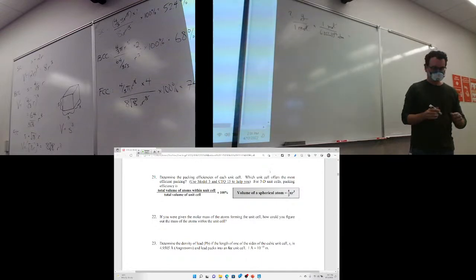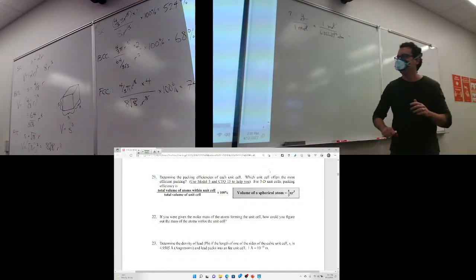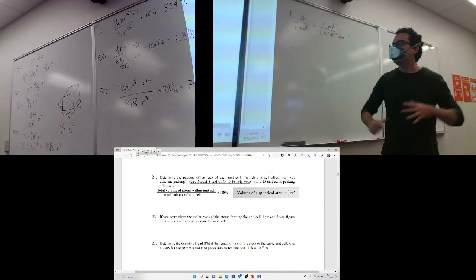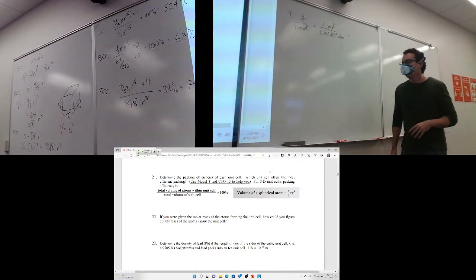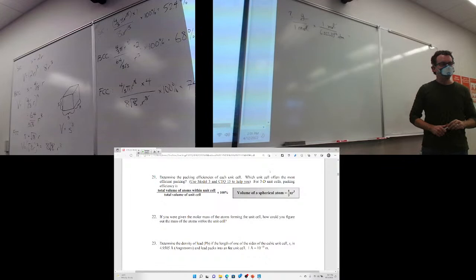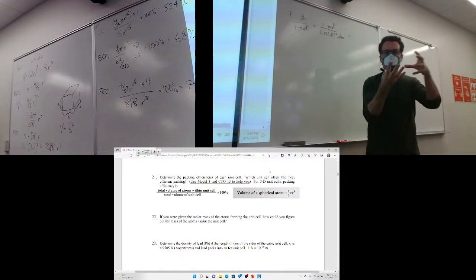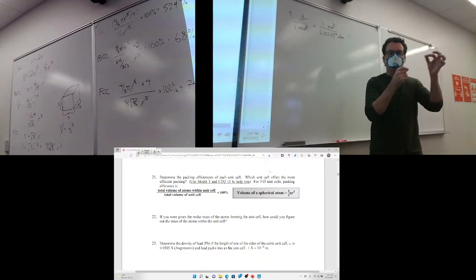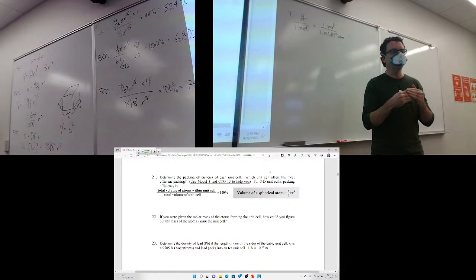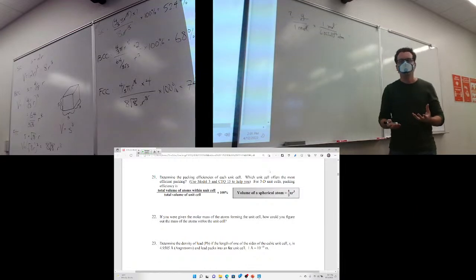So 23, this is the linchpin of it all. Well, not linchpin. It's the goal. We're going to calculate the density of lead. But instead of using the traditional method of calculating density, where you get the mass of a chunk of lead, and then you figure out its volume, and you do mass over volume, we're going to do it on the atomic scale.